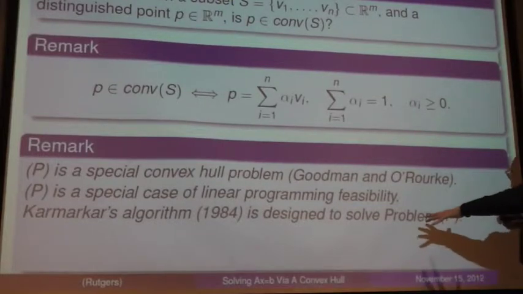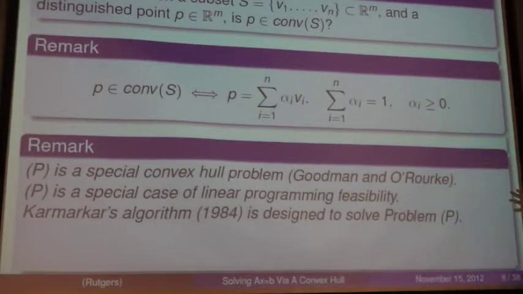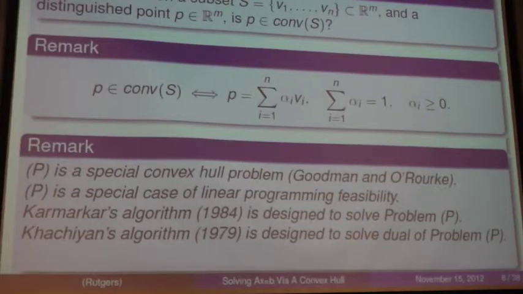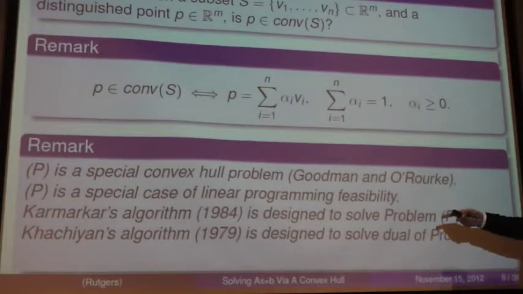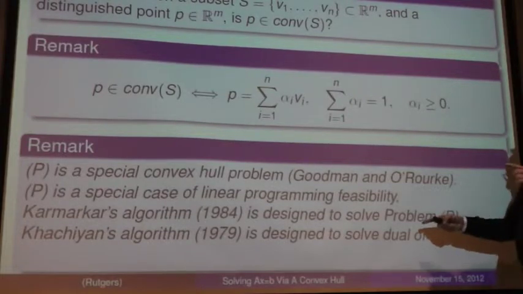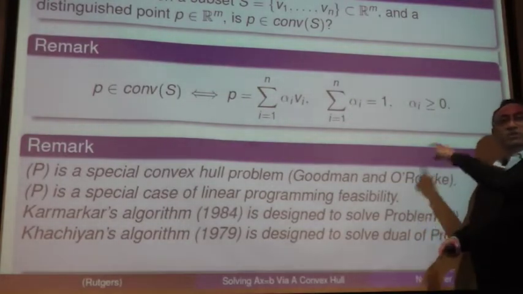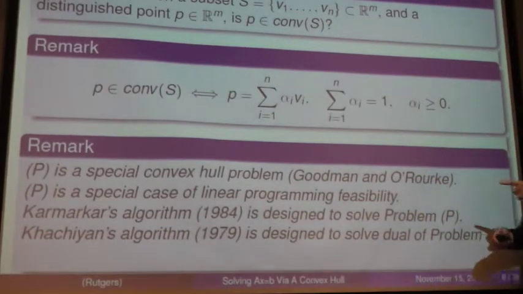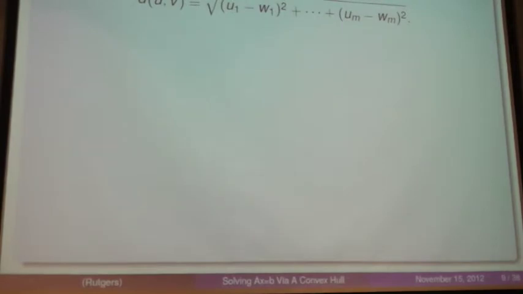And really, although he didn't say it, he's trying to solve the convex hull problem. In 1979, Khachiyan introduced the ellipsoid method, the first polynomial-time algorithm. And his algorithm also solves the convex hull problem, but in a dual form. He didn't mention that either. But that's how important this problem is.